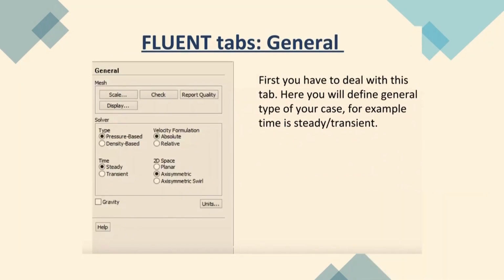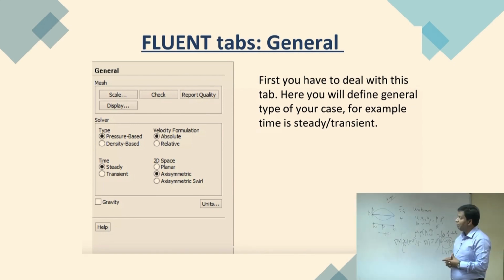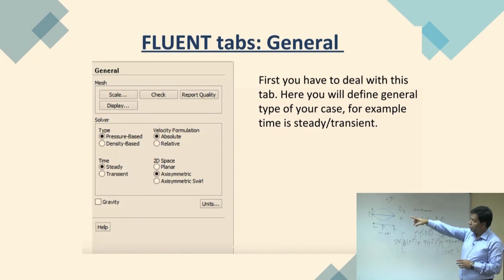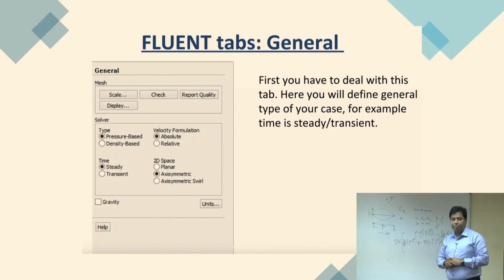So here we have another thing, the beginning of Fluent. We have this kind of thing, the mesh. You can check the mesh, click the check, and then it will give you all the mesh information. There you can check it, or you can display it and see how the mesh looks like. And the solver. Do you want to use the pressure based solver or density based solver?